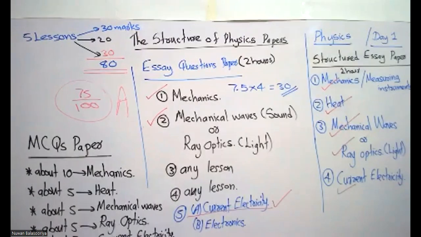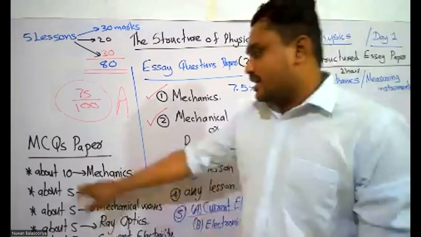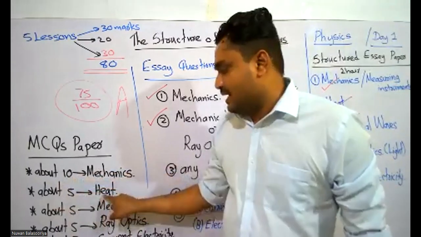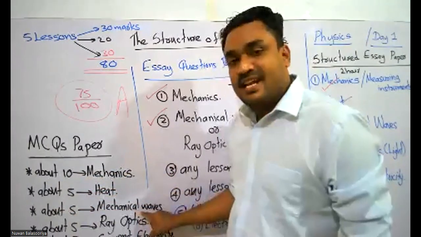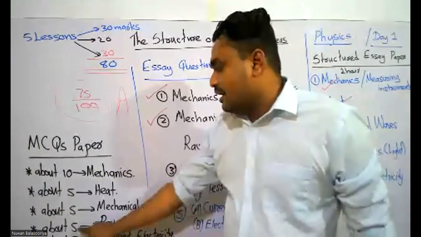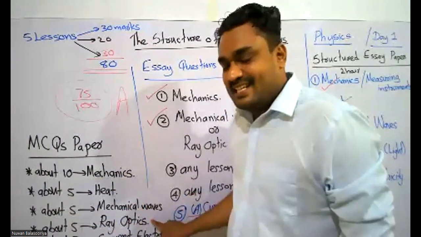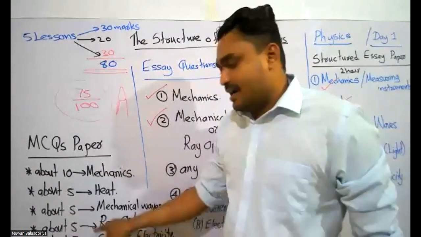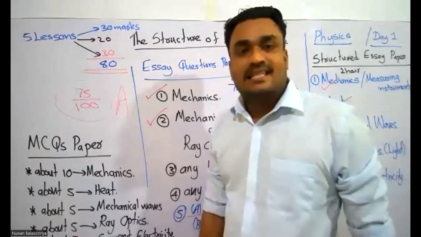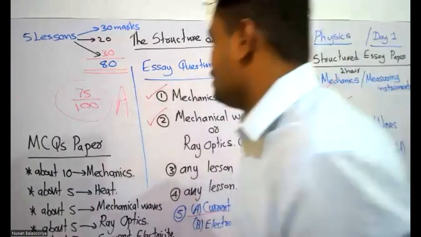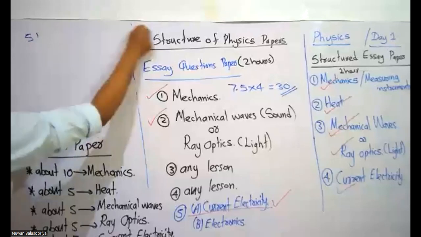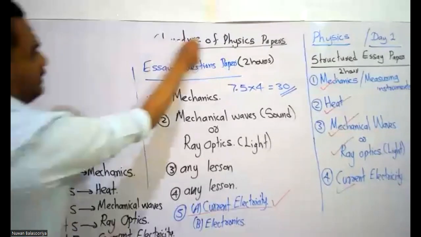Right, I think you have written them all. So normally 10 MCQs are given from the mechanics lesson, 5 questions from the heat lesson, another 5 from mechanical waves and sound, another 5 from ray optics and light, another 5 from current electricity, and another 5 questions from the fields lesson. The fields lesson is a combination of 3 sections: gravitational field, electric field, and magnetic field.